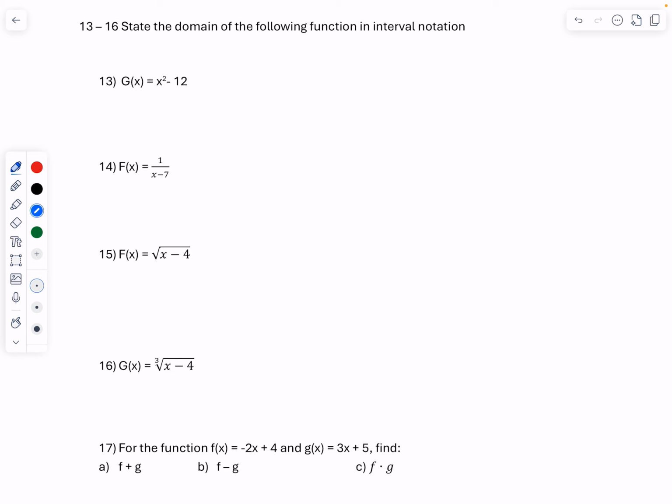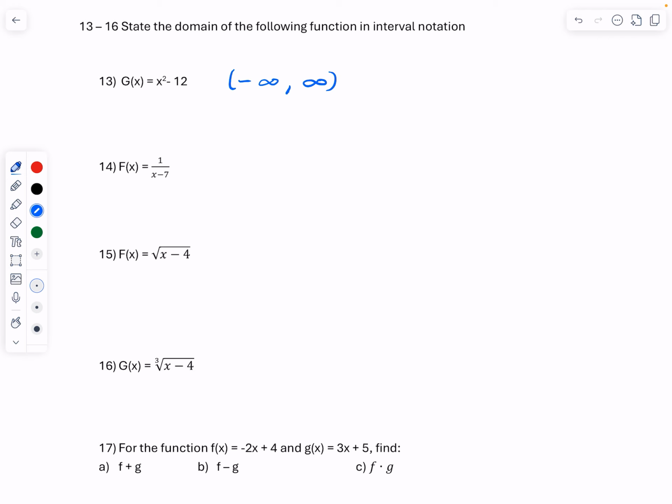It's x squared minus 12. And because it's a polynomial, there is no denominator, there's no square root, nothing like that. We can conclude that I can plug in whatever I want. So the answer is all real numbers, negative infinity to positive infinity.